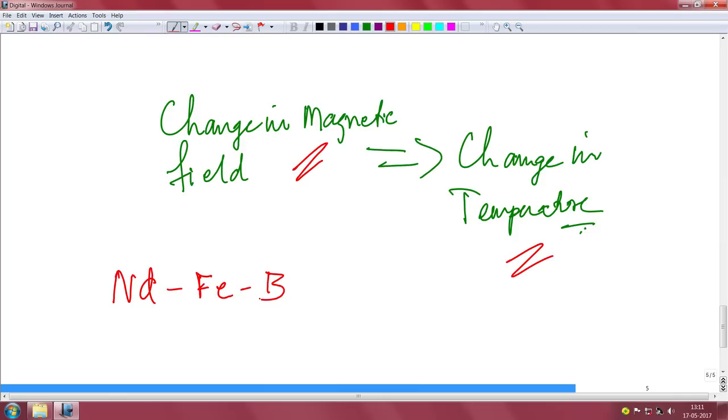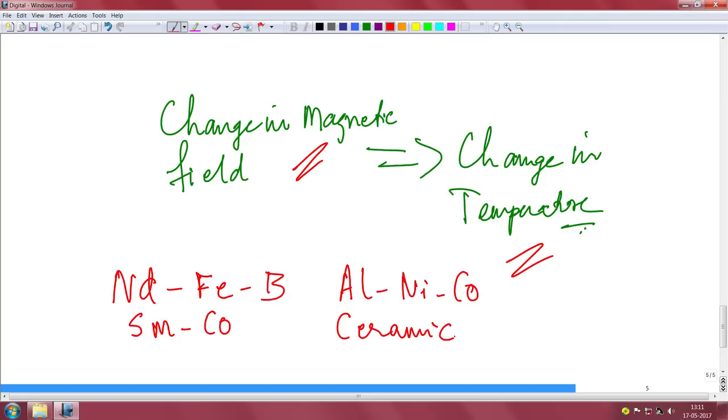Then there are samarium cobalt, SmCo magnets. Then you have alnico magnets, and you also have ceramic magnets, right. So, you could choose any one of them, right. So, here is the problem.